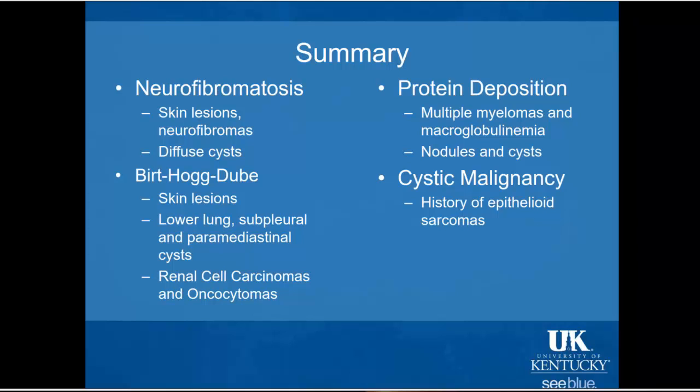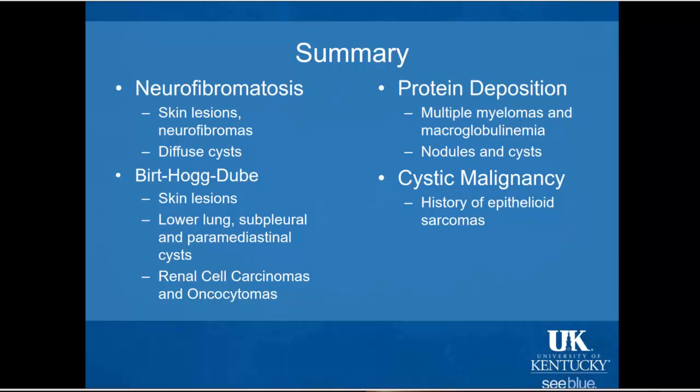And remember Birt-Hogg-Dubé, because it has some clinical features that, at least on paper, seem similar to lymphangioleiomyomatosis with skin lesions, but the skin lesions in Birt-Hogg-Dubé are due to fibrofolliculomas instead of angiomyolipomas. Then the cysts are lower lung predominant instead of diffuse. And they also have a subpleural and paramediastinal relationship that we do not see in LAM. And instead of angiomyolipomas like we see in LAM, we see renal cell carcinomas and oncocytomas in Birt-Hogg-Dubé.